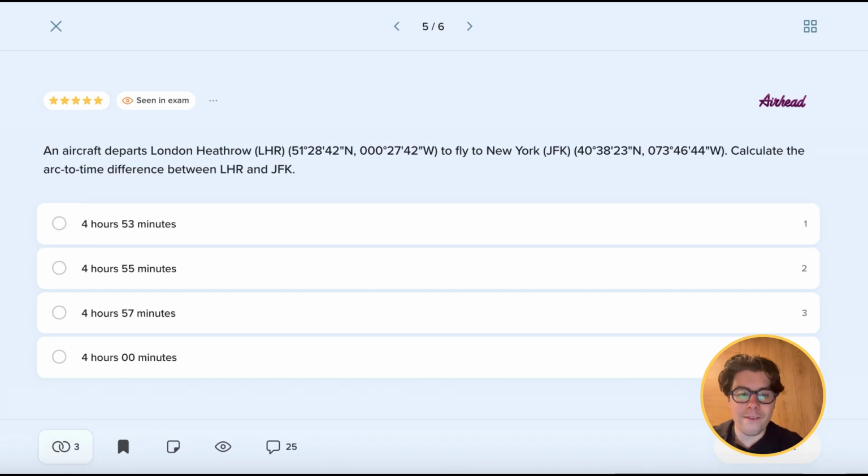For question number 5, an aircraft departs London Heathrow to New York. Calculate the arc-to-arc time between London Heathrow and JFK. So we have quite a few different times that you need to remember for your GNAV exams. You'll have the local mean time, the standard time, the Greenwich time or GMT, the UTC, which is the coordinated universal time, and the sunrise, sunset, and the civil twilights.